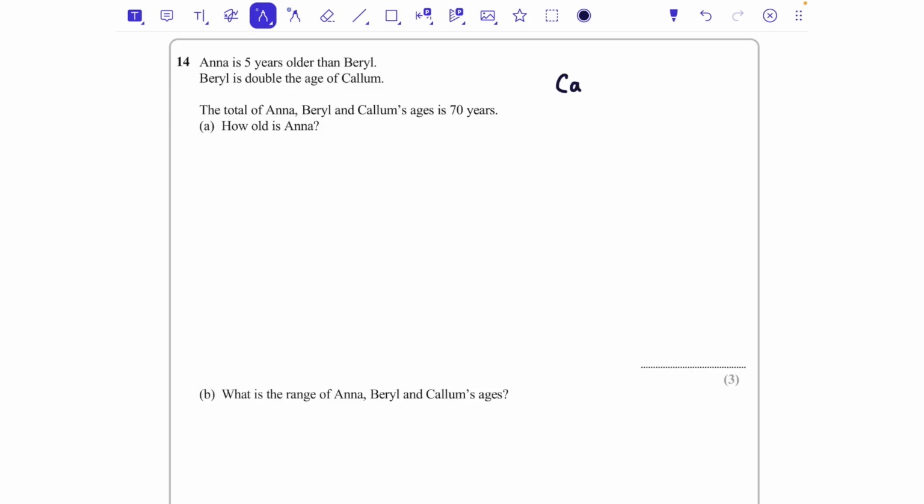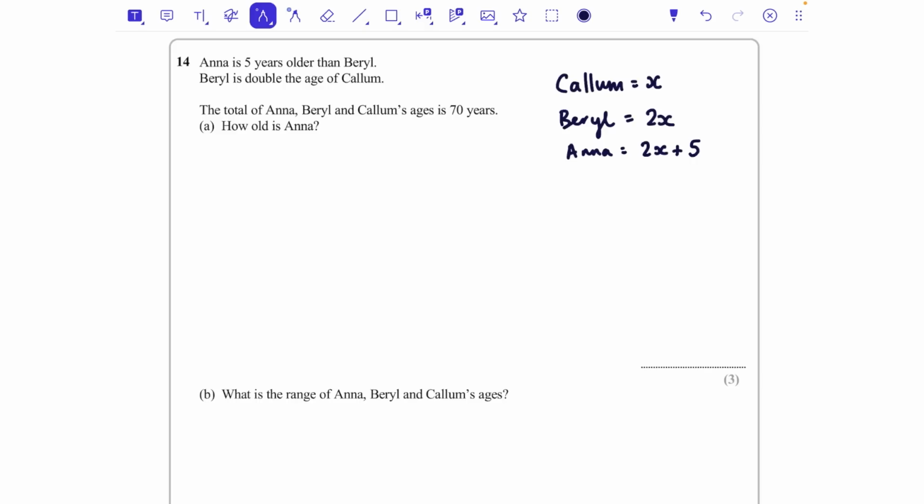So I'm going to go Callum, and we're going to say that he is x years old. Beryl then is double the age of Callum. So she's going to be 2x, 2 lots of x. Anna is 5 years older than Beryl. So for Anna, it's going to be the 2x add 5 because she's 5 years older than Beryl. So we need to take Beryl's 2x and add 5 to it.